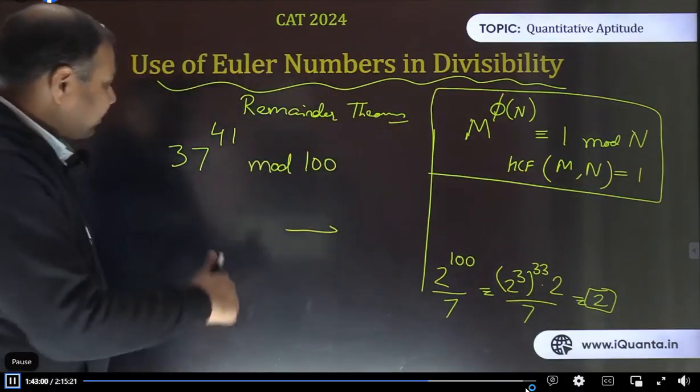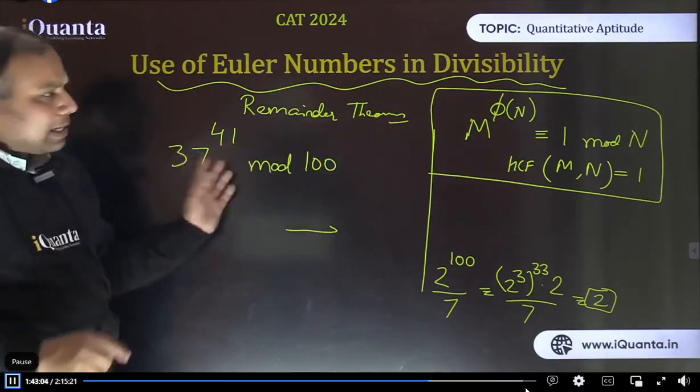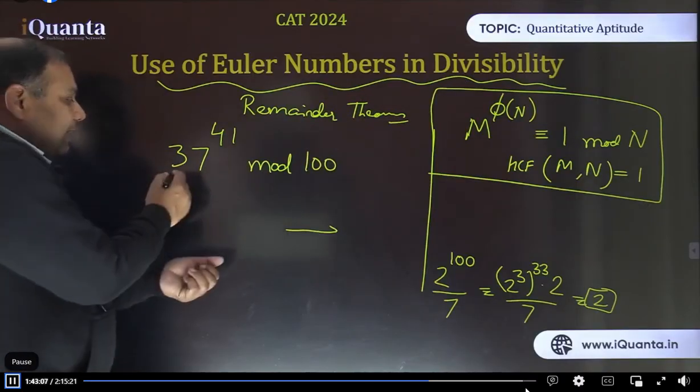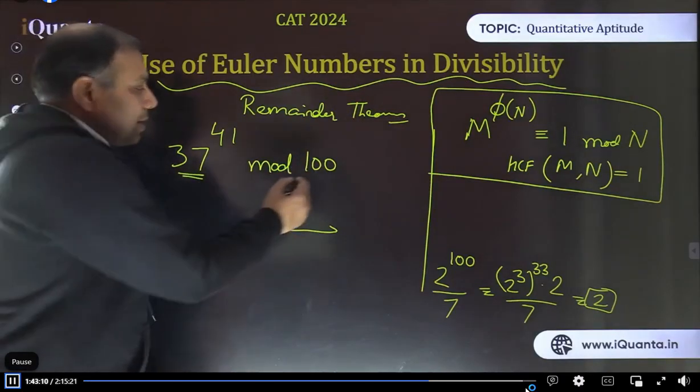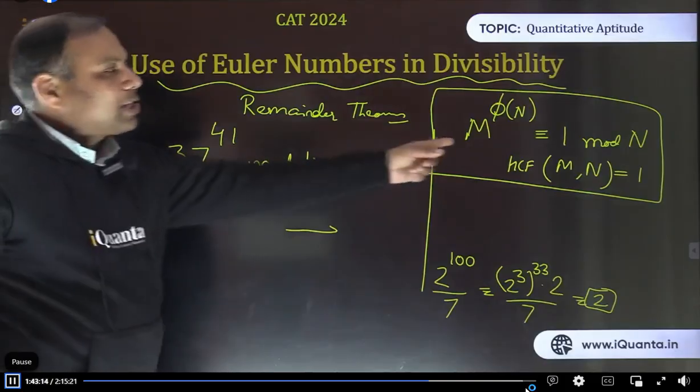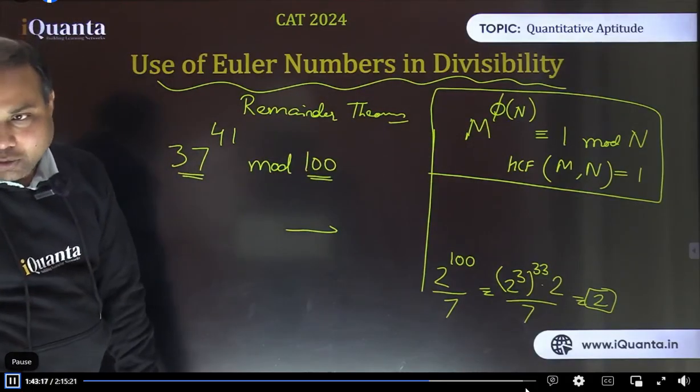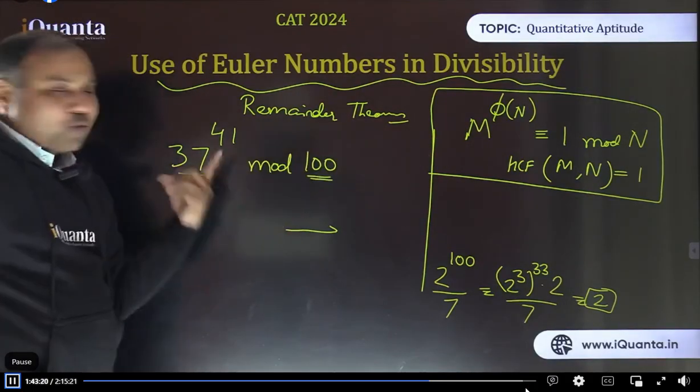Okay, let's come back here. Just relate it with this one. It will be very easy for you. Now see, this is our m here, 37, isn't it? And 100 is my n. Can we apply this theorem in this particular question? First tell me yes or no. Can I apply this same theorem in this question to find this remainder?